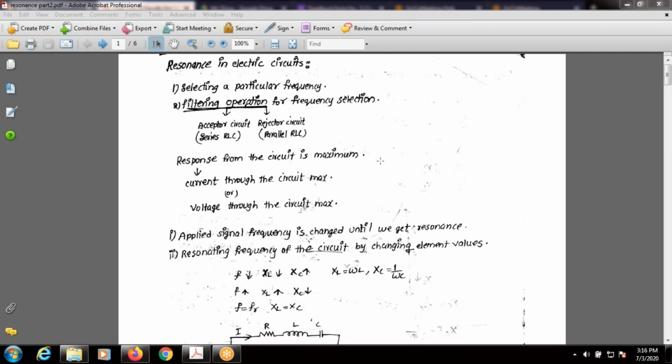Coming to our communication side, resonance is very important in radio receiver circuits. It receives only a particular frequency and it will reject all other station frequencies, right? And generally resonance phenomena occur in a circuit consisting of reactive elements like capacitor and inductor.